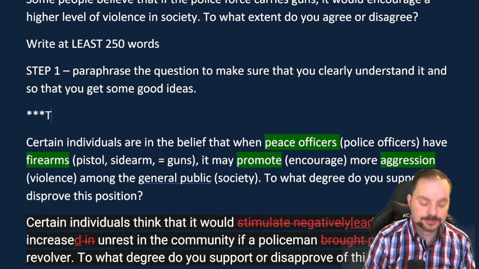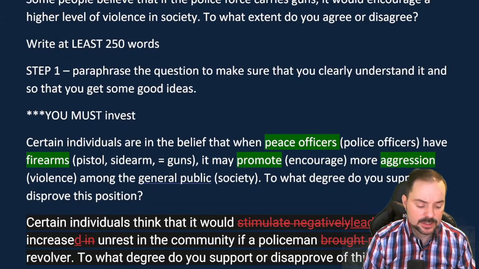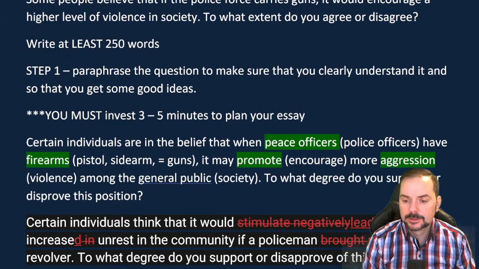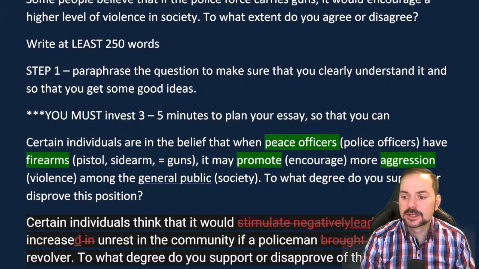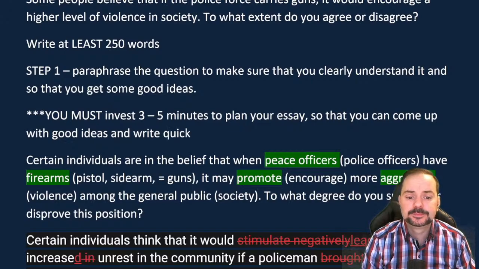You must invest 3 to 5 minutes to plan your essay so that you can come up with good ideas and write quickly to get a high band score.